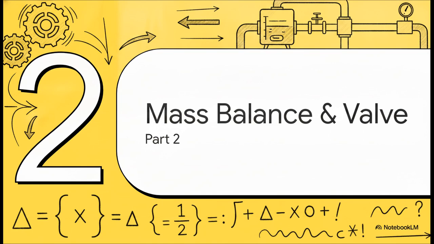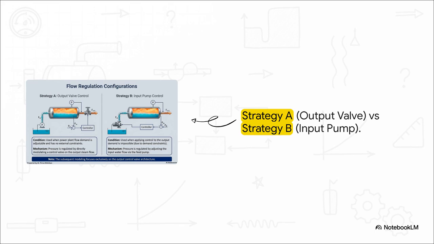Moving right along to Section 2, mass balance and valve dynamics. To actually manage that volatile pressure we just talked about, industrial engineers typically face a choice between two main flow regulation configurations. If you look on the left, we have strategy A, which is output valve control. This strategy modulates a control valve directly on the output steam flow, and we generally use this when the power plant's demand is adjustable. Now look over on the right at strategy B, input pump control. This regulates pressure by adjusting the input feedwater instead. For our derivation today, we are focusing exclusively on strategy A. We're going to build our entire mathematical model around directly controlling that output valve.